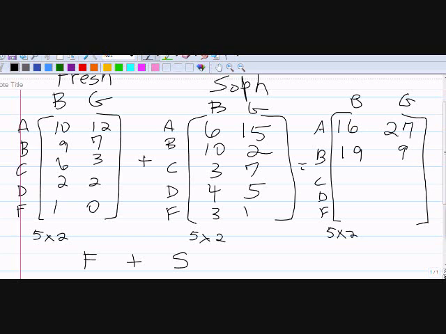And for the C row, I'll do the 6 plus the 3, and the 3 plus the 7 to get 9 and 10. For the D row, I'll do the 2 plus the 4, the 2 plus the 5, and get 6 and 7. And for the F row, I'll have the 1 plus the 3, and the 0 plus the 1. And my resulting matrix is the number of A's, B's, C's, D's, and F's for all freshman and sophomore boys, or all freshman and sophomore girls. So I've just combined those two matrices. You can add them or subtract them.